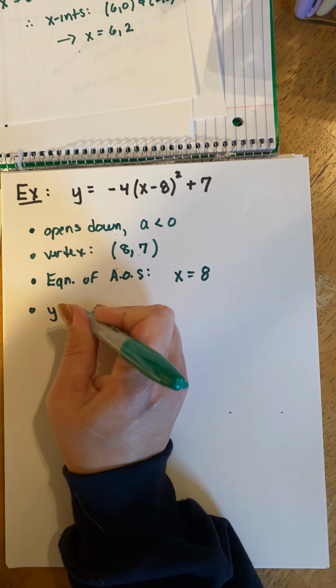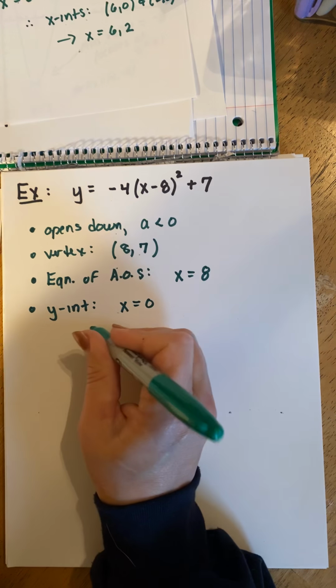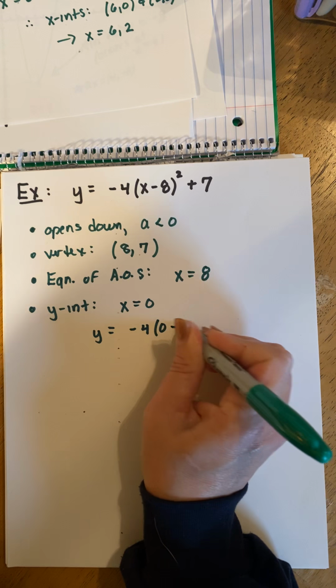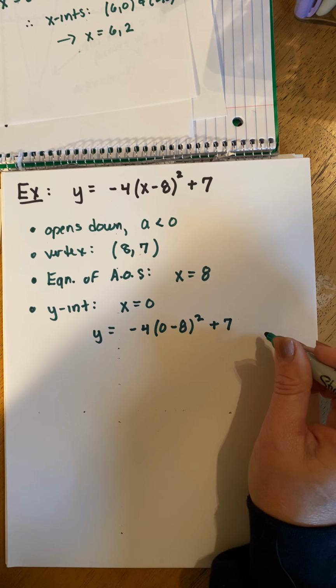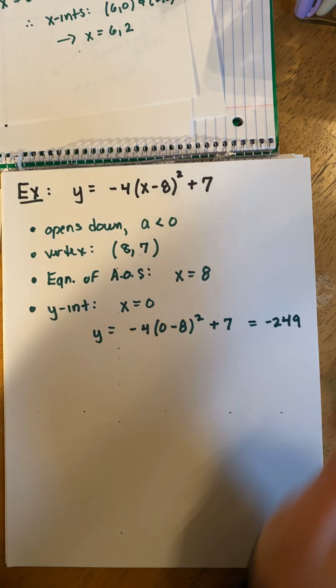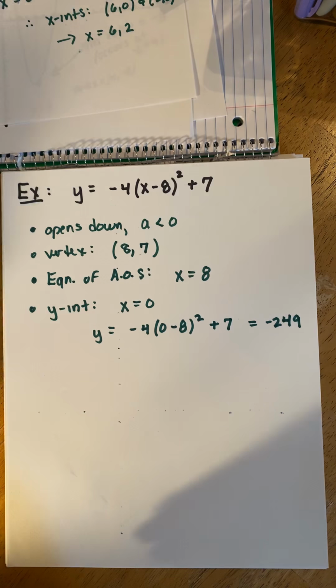My y-intercept. Now remember, we didn't have to work for the vertex, so we have to work for the y-intercept. So if x is 0, y is equal to -4 times (0 minus 8)² plus 7. I got this y-intercept to be -249. So clearly that's going to be impossible to graph unless I really, really super duper scale my axes. All right, so let's plot that and see if we have to even work to find the x-intercepts.